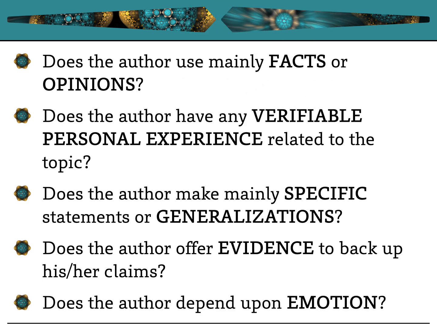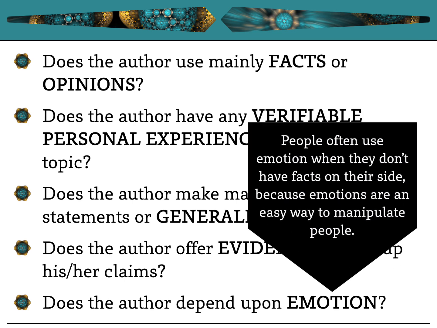And another thing to think about, does the author depend upon emotion? People often use emotion when they don't have the facts on their side because emotions are an easy way to manipulate people. You'll see this frequently in speeches too. There will be an appeal to emotion, and sometimes that makes a speech great. It's really interesting to listen to, but emotions are a way that people can be manipulated, and emotions can get in the way of facts. So a stronger position will not use emotion, or will only use it a little bit.